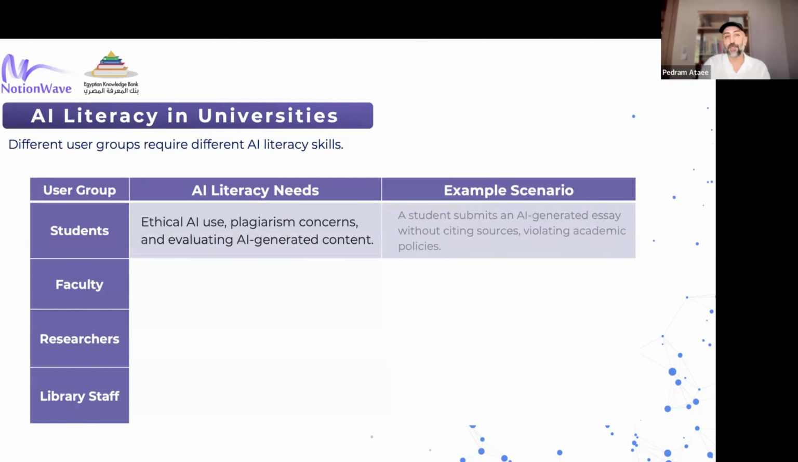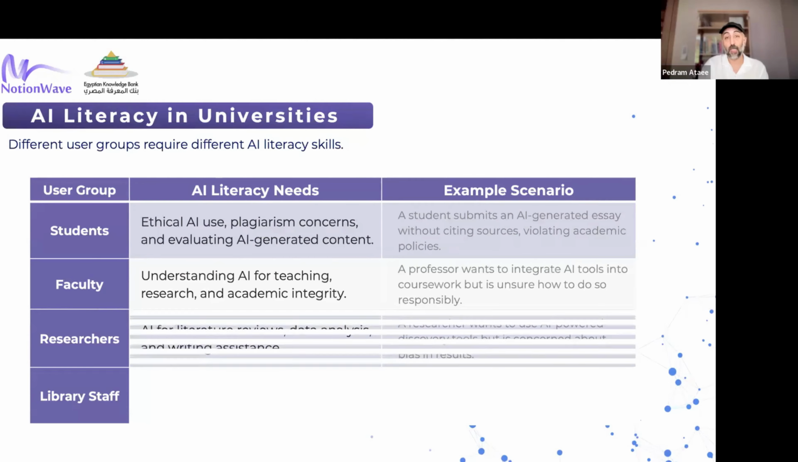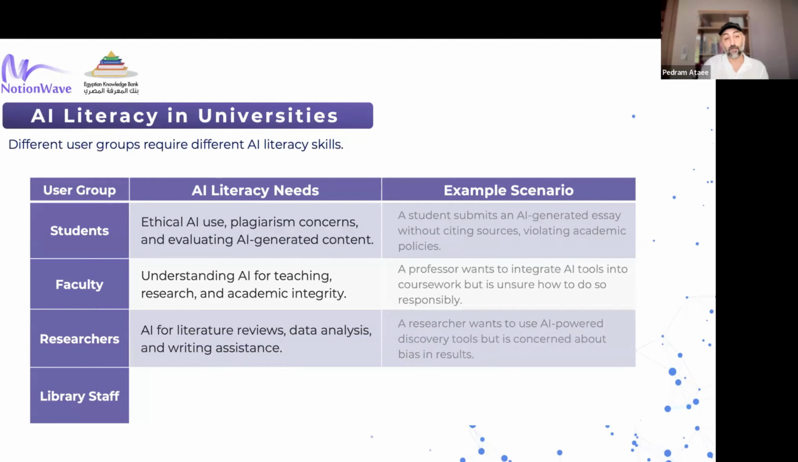So for different groups in the context of the university, there are different needs. Students have their own needs, for plagiarism concerns, for example. Faculty have their own needs for understanding how they should use AI for teaching, and how they should use AI for research. For the context of academic researchers, they have to understand what the right use cases of AI in research are. What are the right AI tools for research?